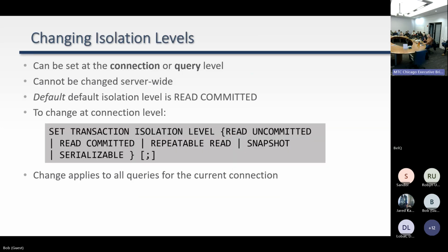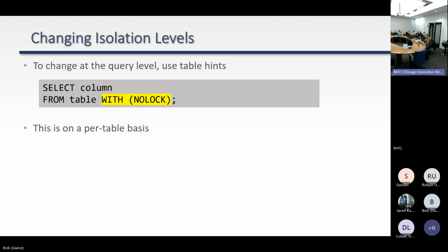If you want to change your isolation level, the syntax for that is SET TRANSACTION ISOLATION LEVEL, and you specify the isolation level you want. This will change all the queries for that current connection. It will not change them for the database or anything else. You can't change the server, but you can change them at the connection level like that.